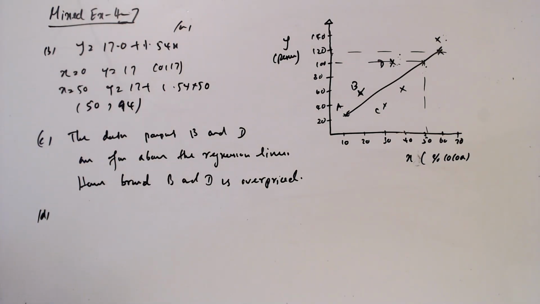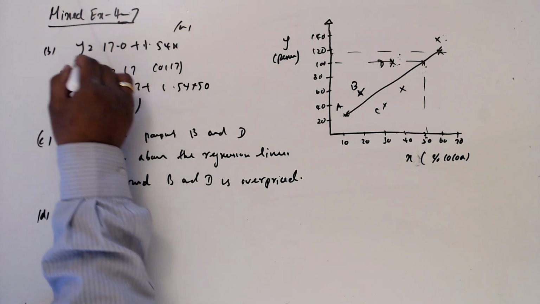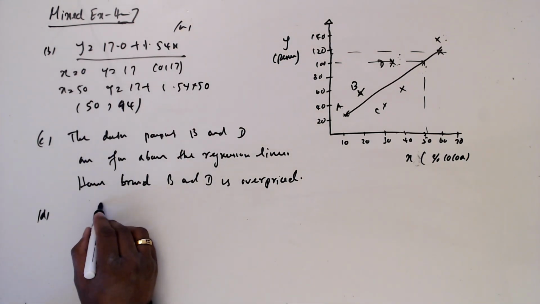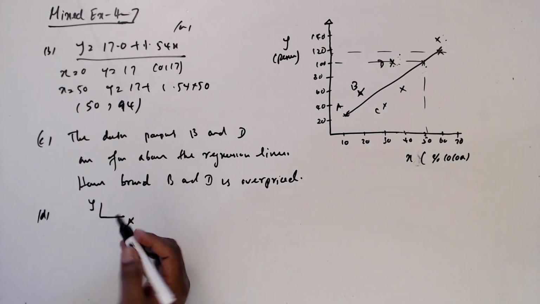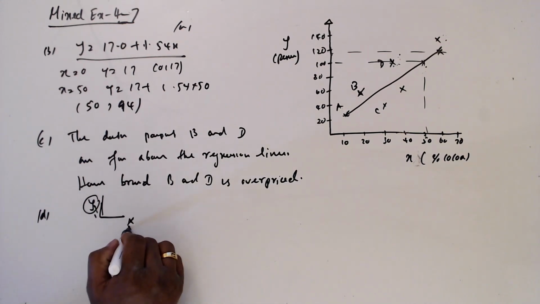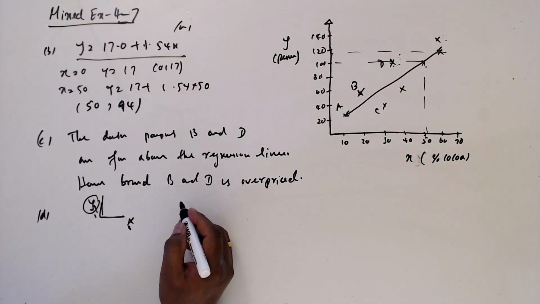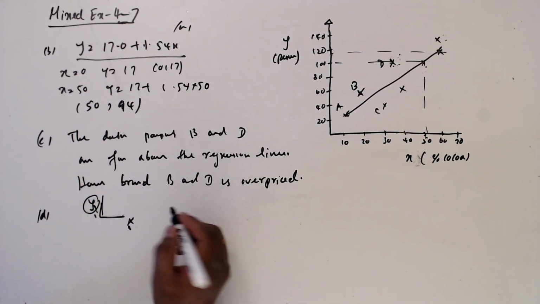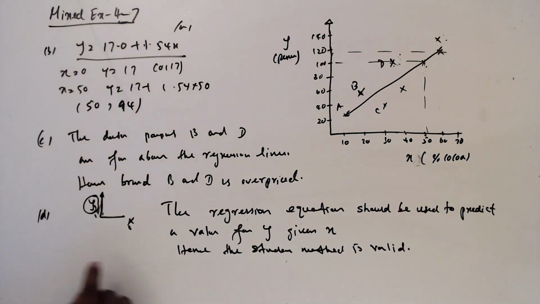Part D, comment on the validity of the student's method for searching a fair price. The equation is plotted as y on x. So the student is predicting a y value, price is the y value, on x. So then the student is right. So we can tell that the regression equation should be used to predict a value for y given x. Hence, the student's method is valid.